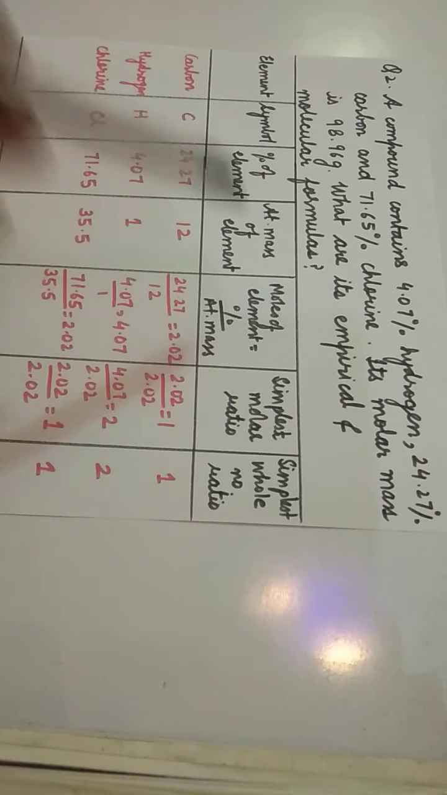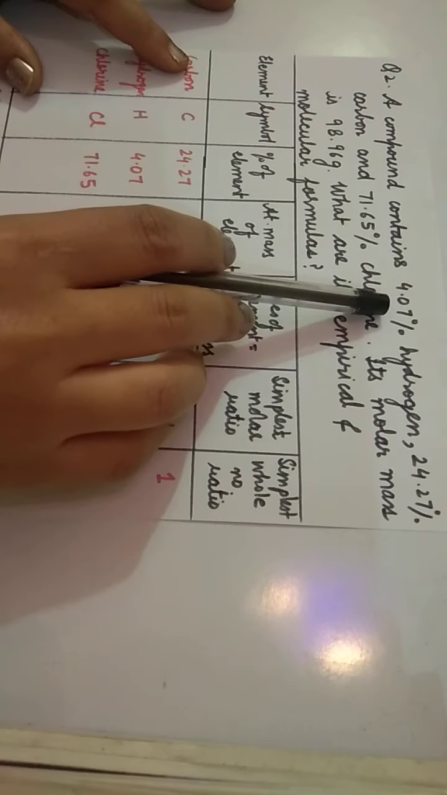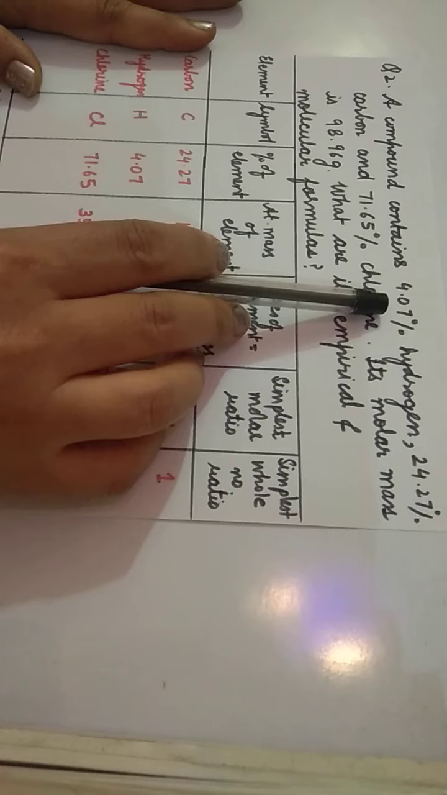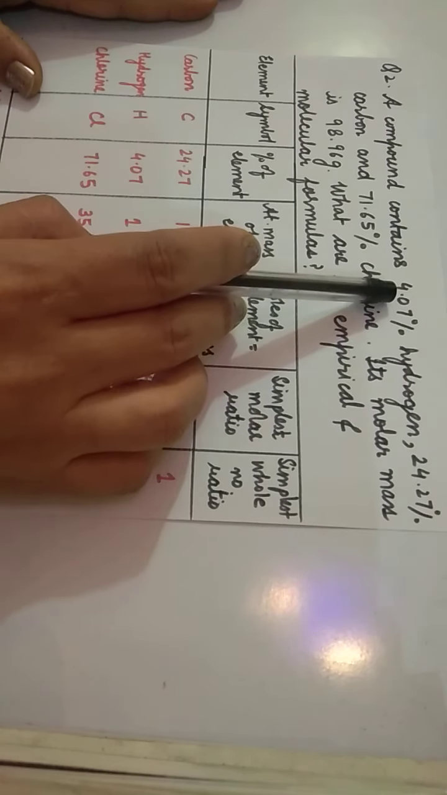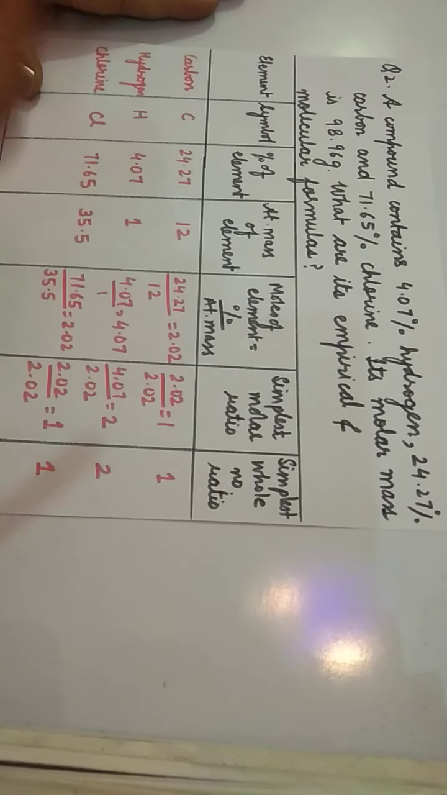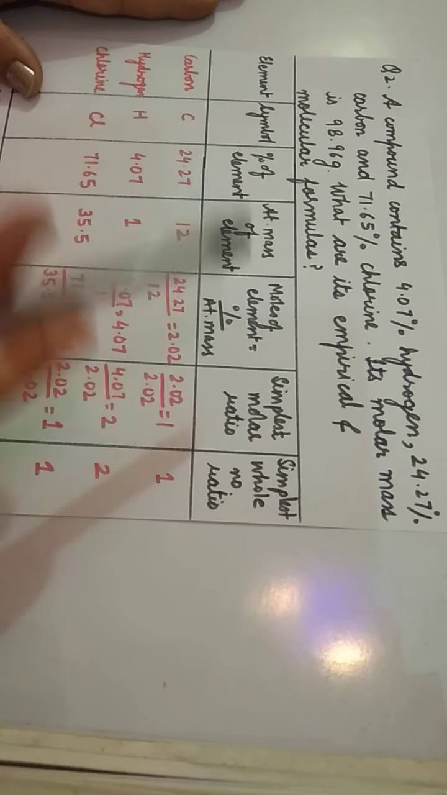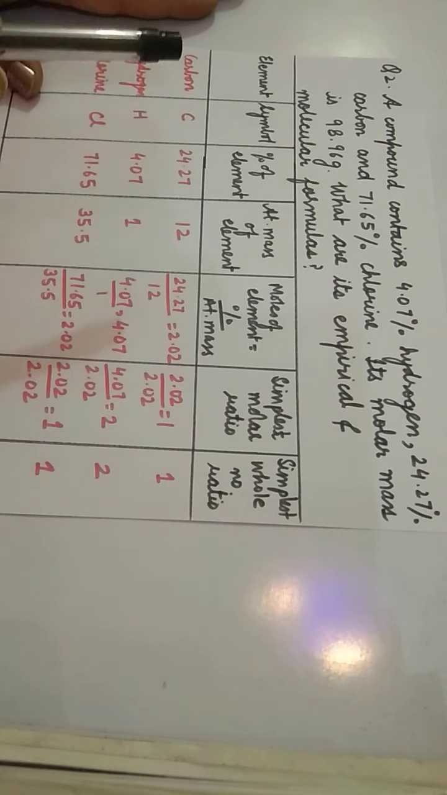Next one is you need to find out the moles of element. Children, what have you learnt about the formula of moles? Moles is mass in gram divided by molar mass. We generally write the percentage in grams. I have already told you this. We generally write this percentage in grams. So percentage or gram means the same.